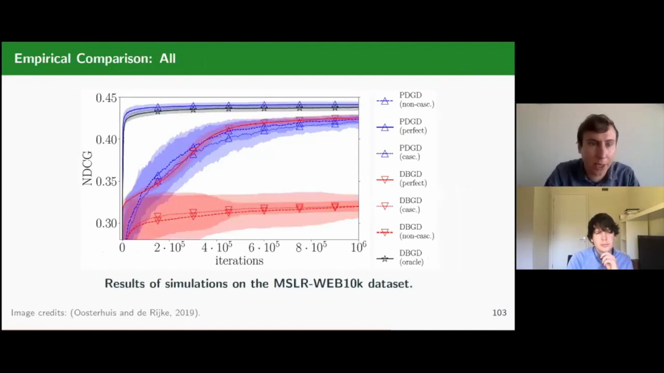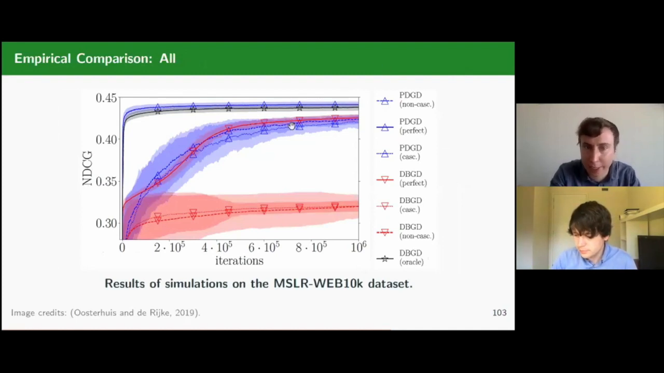That's what we see. And what's really striking in this plot is that the dueling bandit gradient descent method with an oracle, so this is literally the best possible performance it could have, really an upper bound on the performance of this algorithm if we had a perfect interleaving, is not as good as the pairwise differentiable gradient descent method under getting back perfect user preferences.